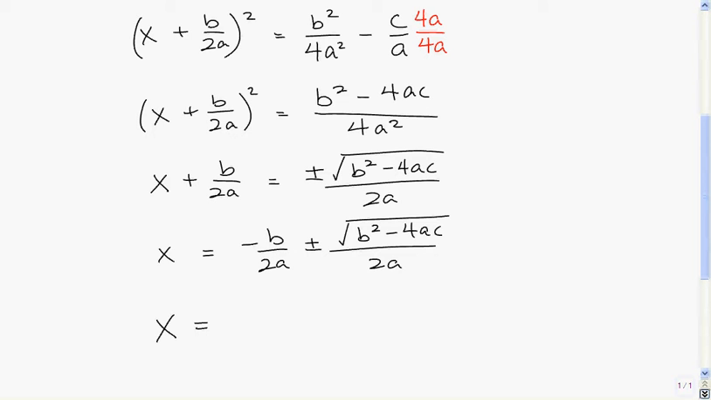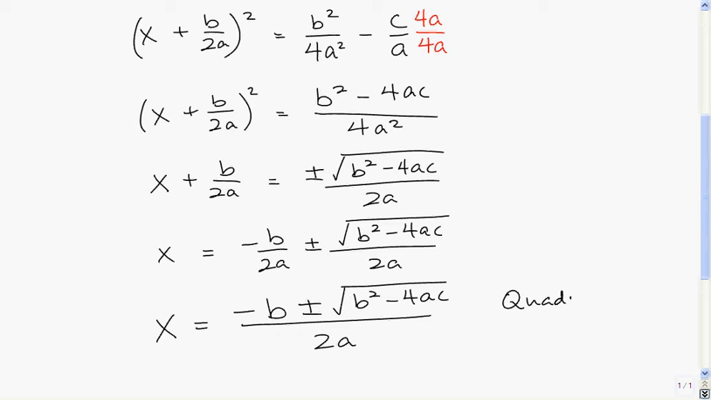And the last thing is just simply to combine these two. Conveniently, they have a common denominator. So I end up with minus b plus or minus the square root of b squared minus 4ac all over 2a. And that is the quadratic formula. It will allow us to solve any quadratic equation regardless of whether it can be factored or not.